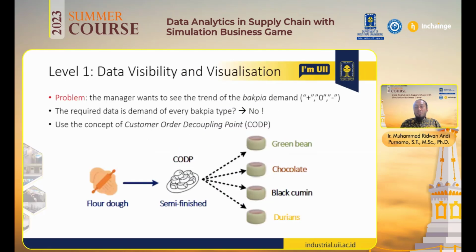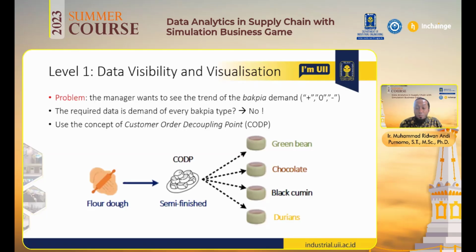Okay, now we go to level 1, data visibility and visualization. The problem is the manager wants to see the trend of the bakpia demand. If you're talking about trend, it can be positive. It means that the demand keeps on increasing from time to time. Of course, sometimes it decreases, but overall the trend can be positive. Sometimes decrease, increase again, decrease, increase again. Overall, if the trend is positive, we can generalize that the demand keeps on increasing from time to time. It's called a positive trend.